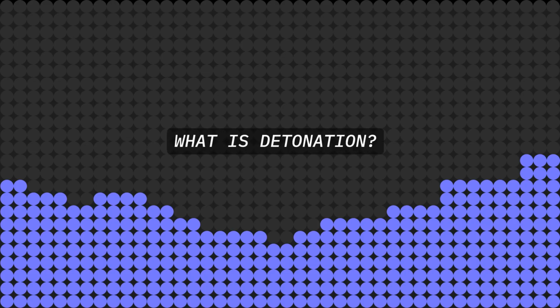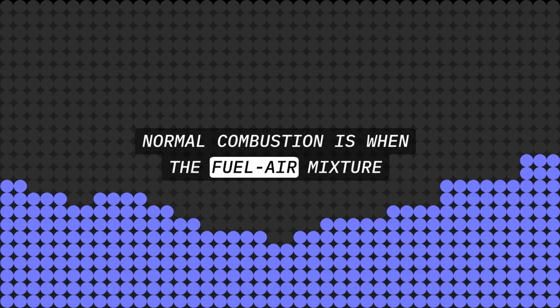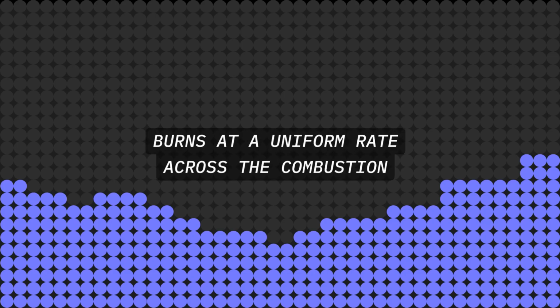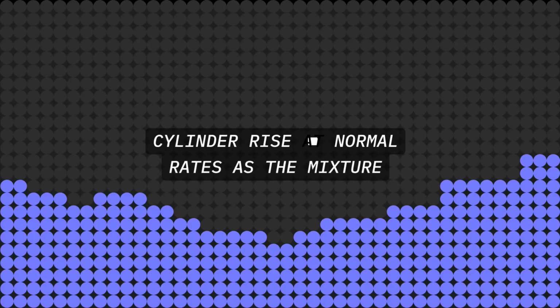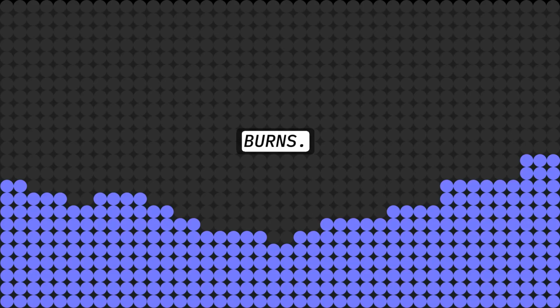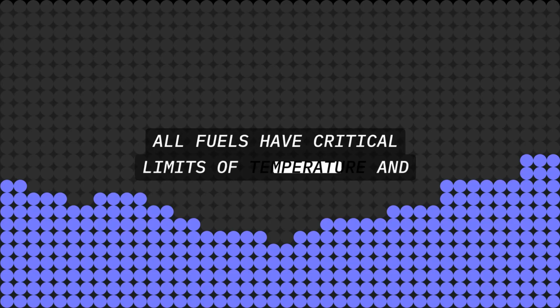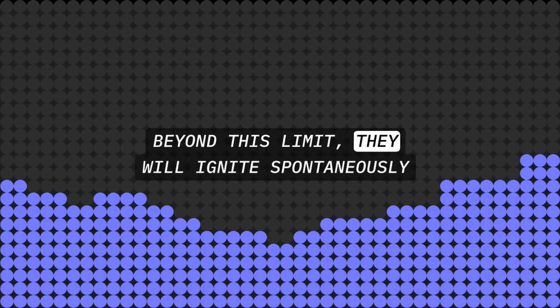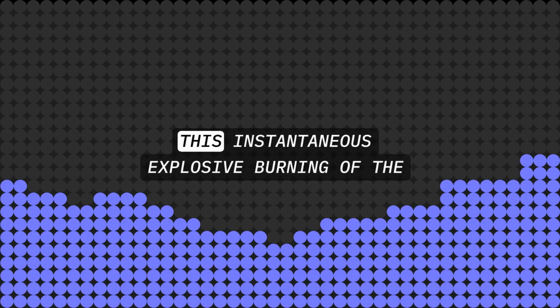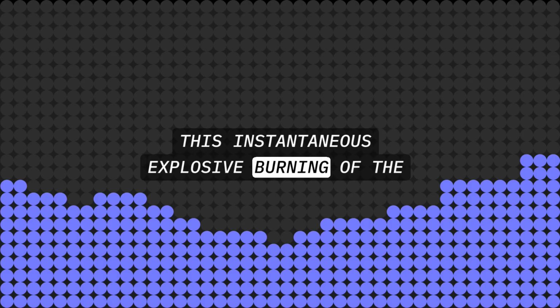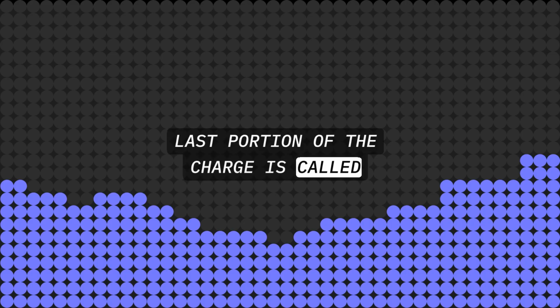What is detonation? Normal combustion is when the fuel-air mixture burns at a uniform rate across the combustion chamber. The temperature and pressure within the cylinder rise at normal rates as the mixture burns. All fuels have critical limits of temperature and compression. Beyond this limit, they will ignite spontaneously and burn with explosive violence. This instantaneous explosive burning of the last portion of the charge is called detonation.